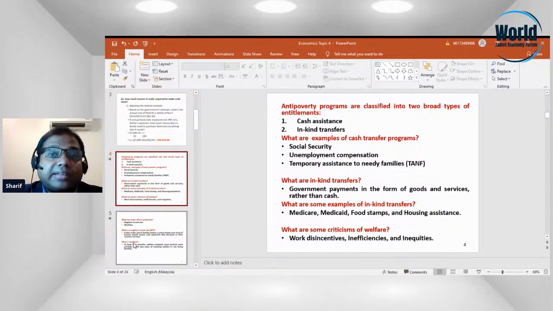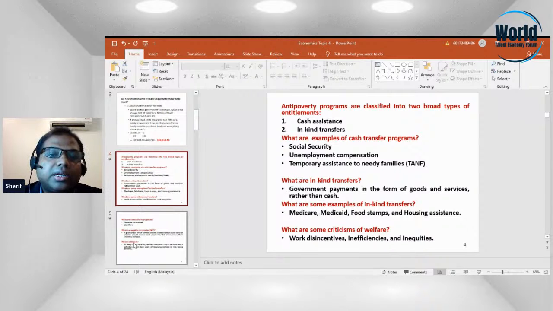Anti-poverty programs are classified into two broad types. Number one, cash assistance. Number two, in-kind transfers. So what are examples of cash transfer programs? Number one, social security. Number two, unemployment compensation. Number three, Temporary Assistance for Needy Families, TANF. What are in-kind transfers? Government payments in the form of goods and services rather than cash. What are some examples of in-kind transfers? Medicare, Medicaid, food stamps, and housing assistance.